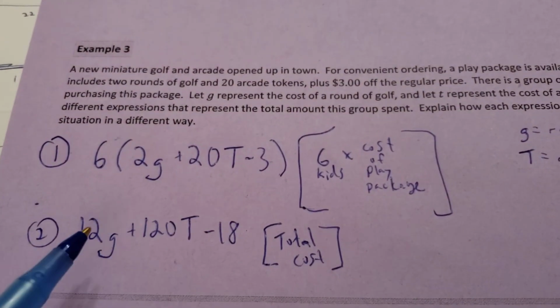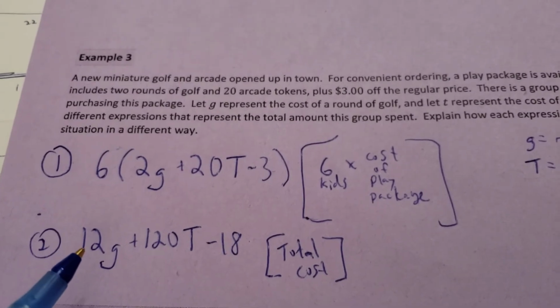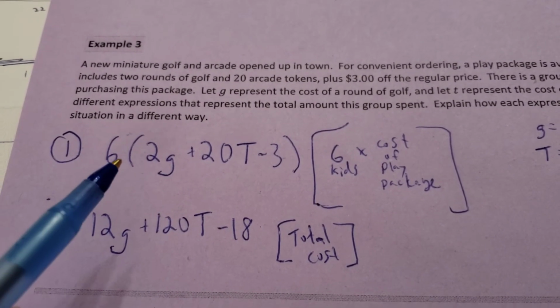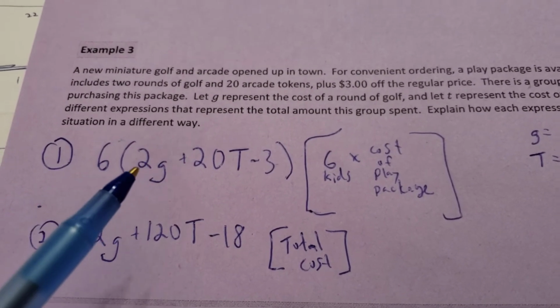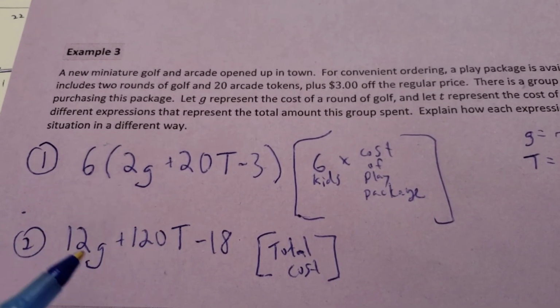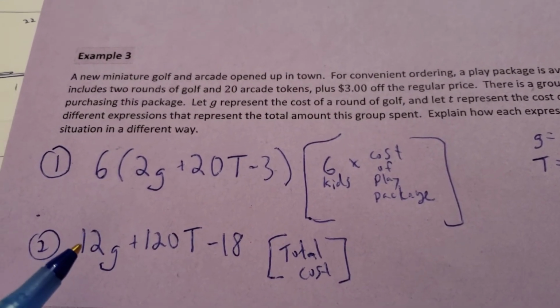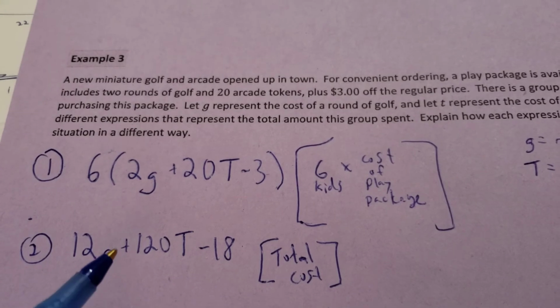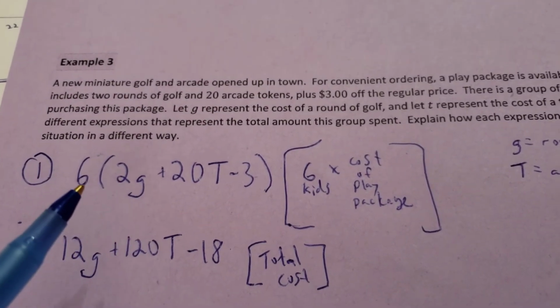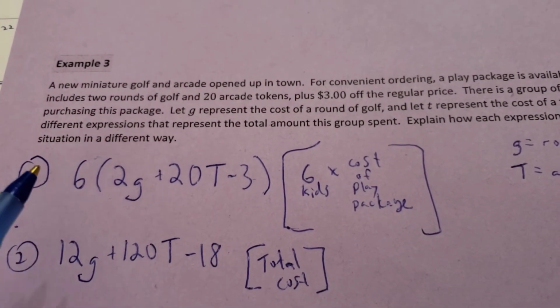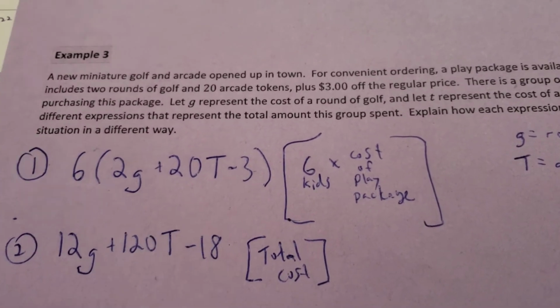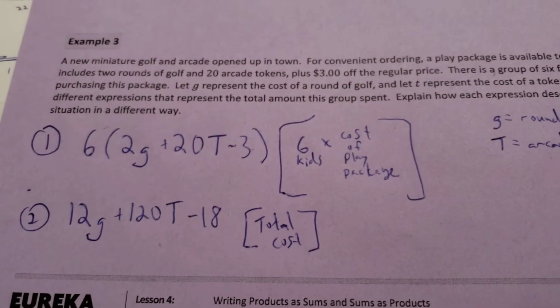Or if you distribute that out, if you want just the overall final cost, they're both going to show you the final cost. That's 6 individuals, and here's just 12, or the total people, and all their data. 12 rounds of golf. If you distribute 6 times 2, 6 times 20 gives you 120 tickets. 6 times minus 3, altogether they're going to save $18 for the total there.